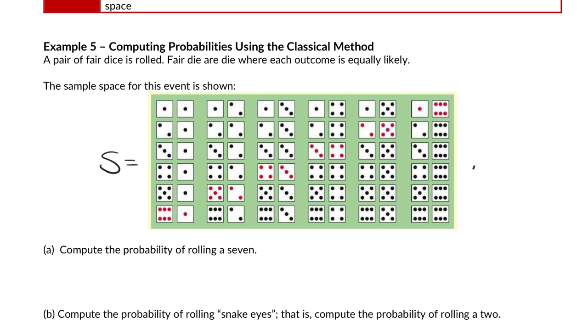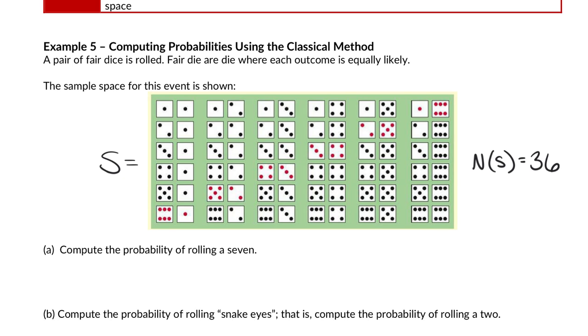So a question for you, what is the number of items in the sample space? Six rows, 6 columns. How many items? 36. So there are 36 different outcomes that you can get when you roll 2 dice.